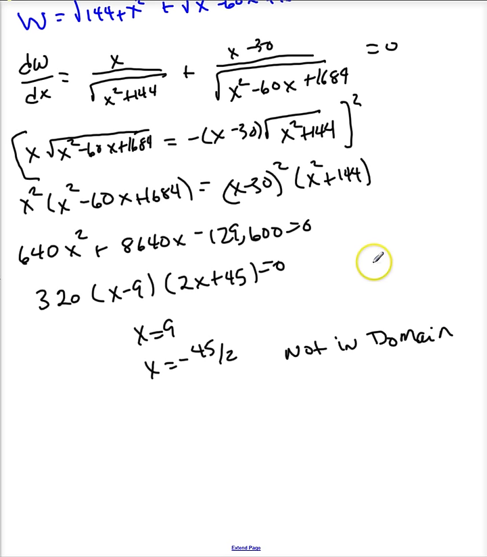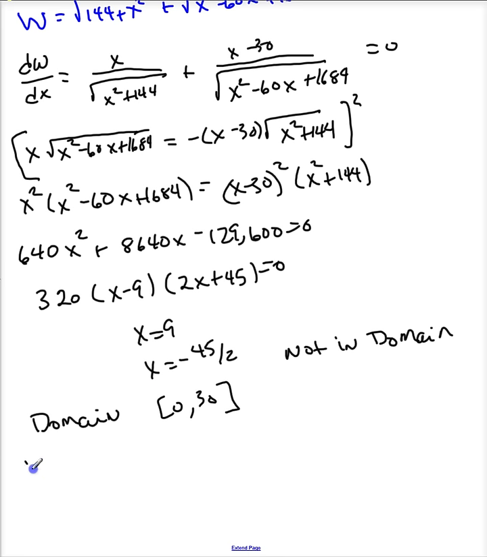And lo and behold, x equals 9 is in the domain. And you remember, our domain is what? We didn't set this out at the top. We have a closed interval here. It's from 0 to 30. So I need to check the 3 points.